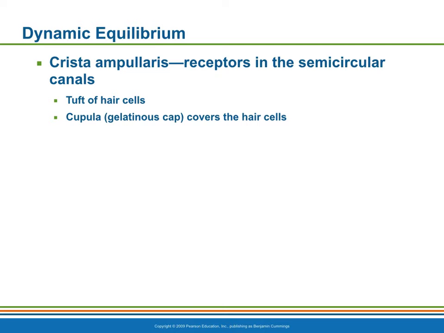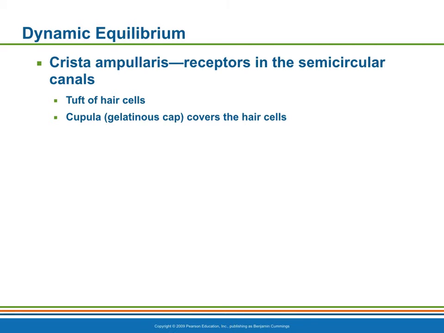The dynamic equilibrium receptors found in the semicircular canals respond to angular or rotary movements of the head rather than to straight line movements. The semicircular canals are oriented in three planes of space. So regardless of which plane one moves in, there will be receptors to detect that movement.